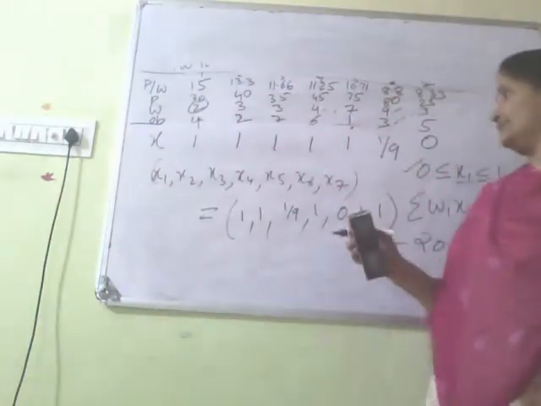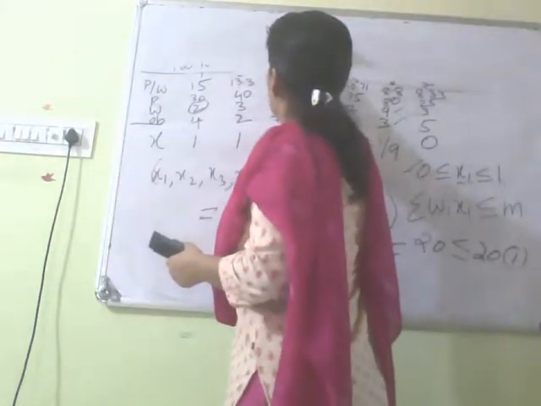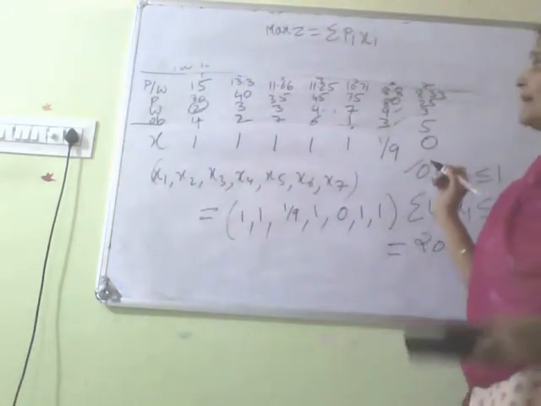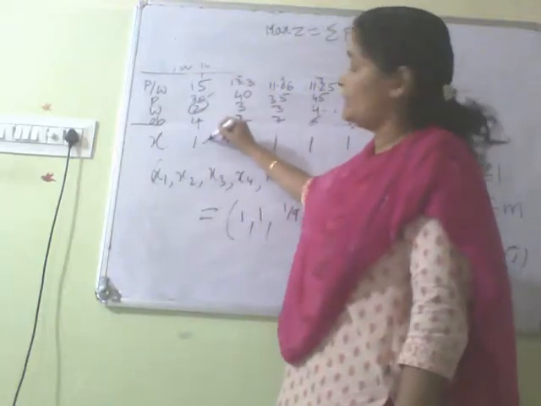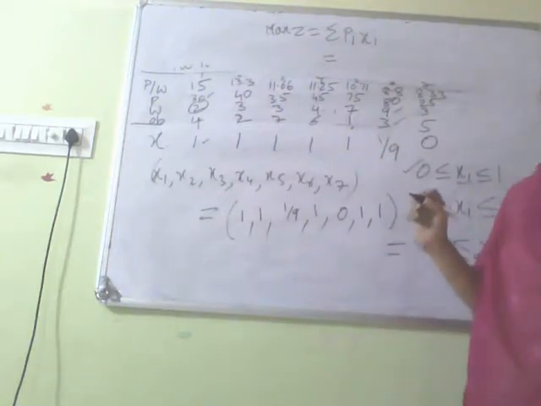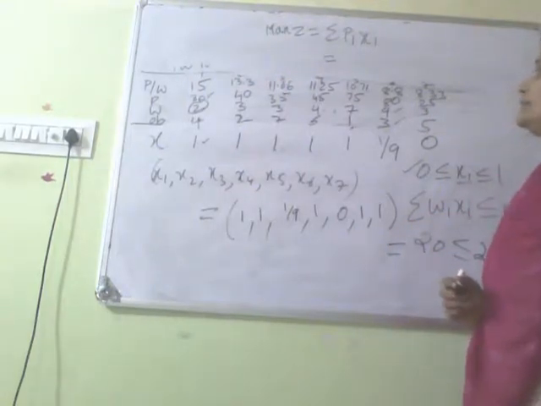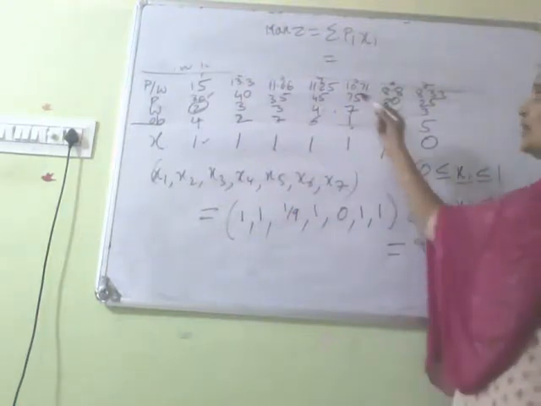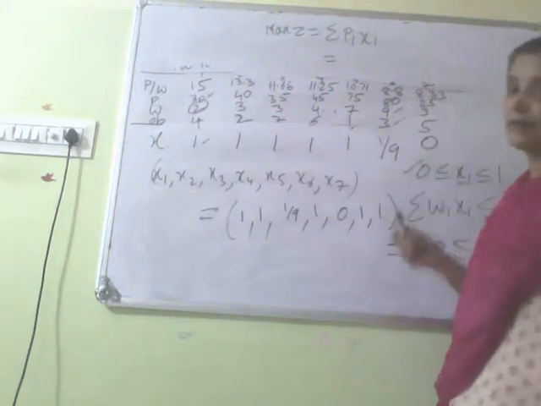Now, what is our objective function? Objective function is maximize z equal to sigma pixi. So multiply 30 into 1, P and x multiply and give the answer. Into 1 plus 40 into 1 plus 35 into 1, 45 into 1 plus 75 into 1 plus 80 into 1 by 9, 25 into 0.